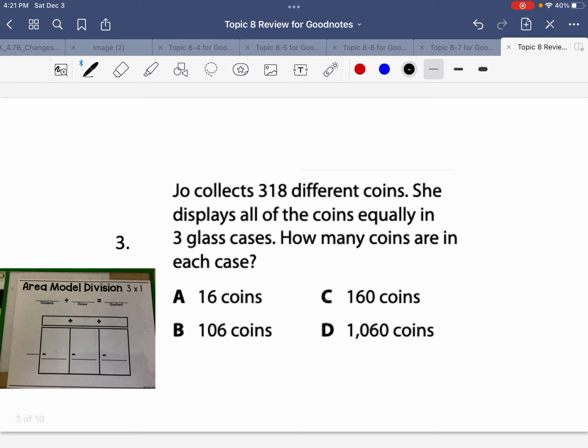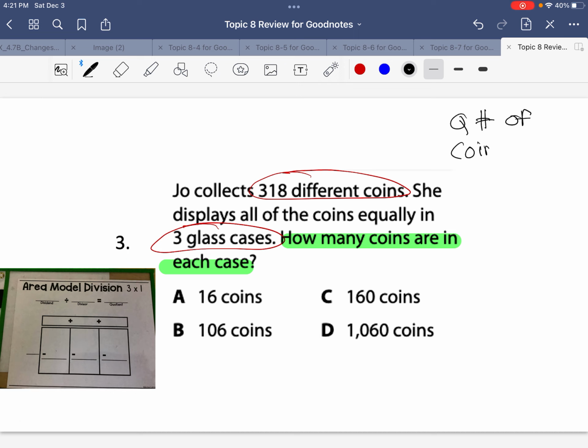Number 3 says Joe collects 318 different coins. She displays all the coins equally in 3 glass cases. How many coins are in each case? So I'm going to do my cube, circle my important numbers, 318 different coins, 3 glass cases, underline my question, how many coins are in each case. I'm going to rewrite my question so it's looking for number of coins in each case.